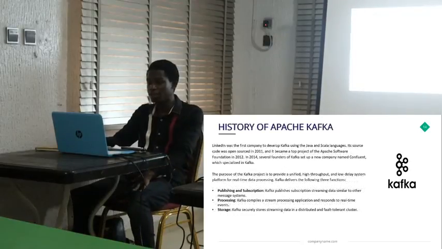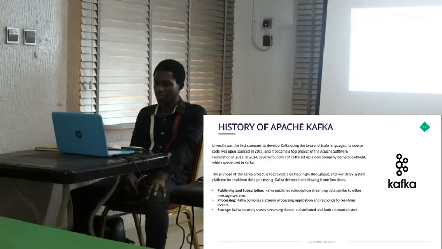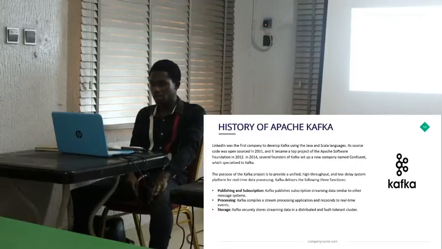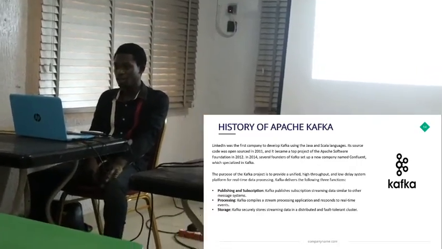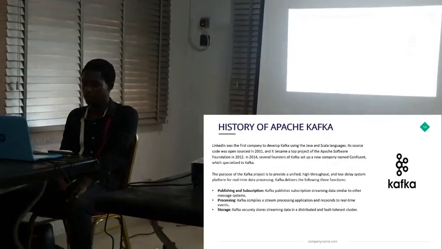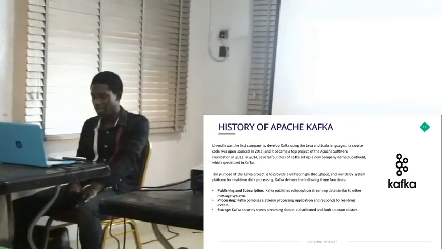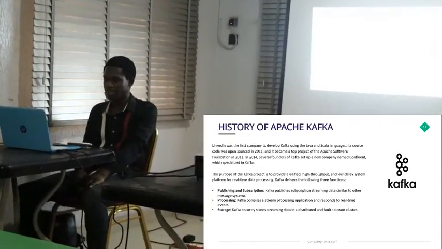Now, the history of Apache Kafka. Apache Kafka was made by LinkedIn. LinkedIn was the first company to develop Kafka using the Java and Scala languages. Its source code was open sourced in 2011, and it became a top project of the Apache Software Foundation in 2012. In 2014, several founders of Kafka set up a new company named Confluent, which specialized in Kafka.